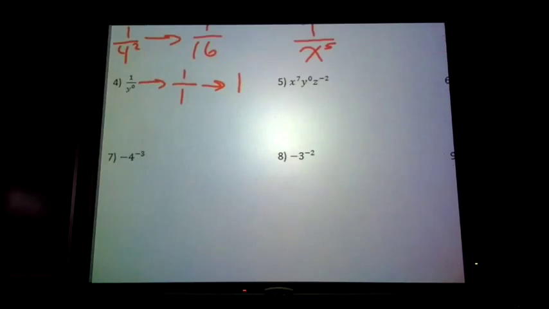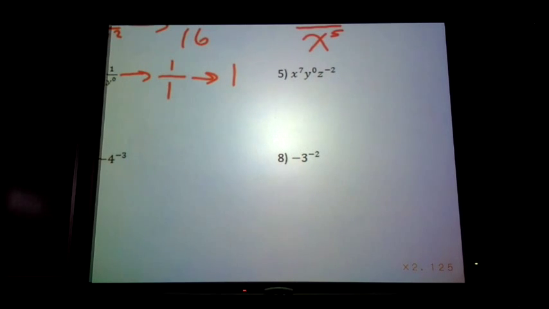George, number 5. What part of number 5 is going to be 1? Y. Because y to the 0 is 1. I like that. Is there anything that's unhappy where it's at? Z. What's Z going to do?